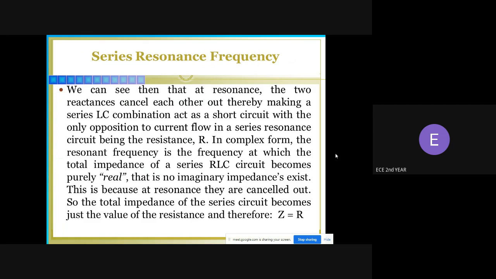So if the circuit is purely real, or Z equal to R, XL equal to XC, at that time the circuit will behave as a pure resistive circuit. There is only a real part, no imaginary part in the circuit. So the total impedance of the series circuit becomes just the value of the resistance, and therefore Z equal to R. That is the resonance condition.